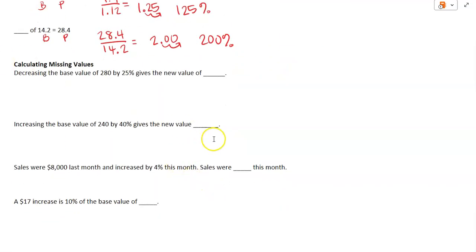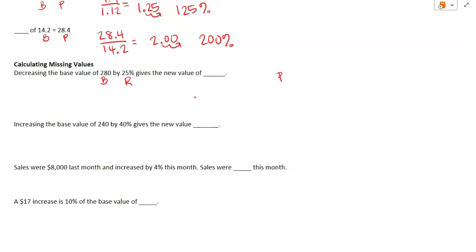In this next section, we just have to compute the amount and the rate of change given some certain values here. And so let's say that we have this problem that says decreasing the base value of 280, so that's my base, by 25%. That has a percent symbol, so I know that's my rate, gives a new value of what? Okay, so the first step we have to do is to find the portion before we can even solve this problem.